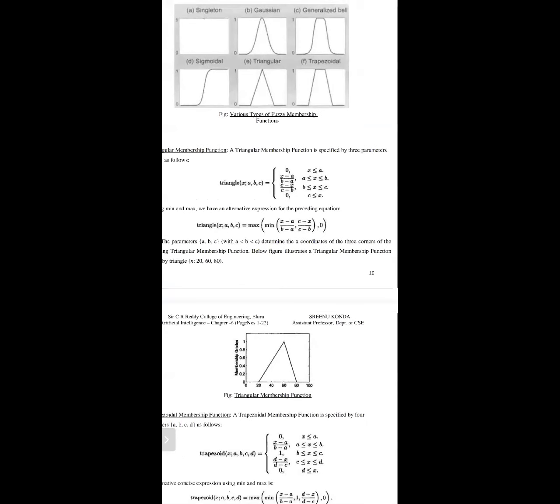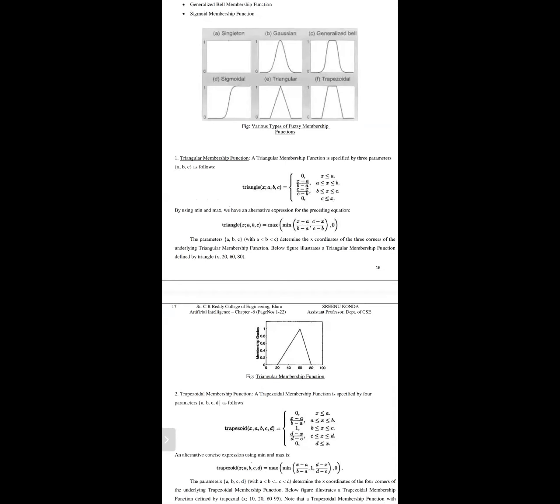Right? Next, by using the min and max values, we have an alternative expression for the preceding equation. So by using min and max, we can write the formula like this. The triangle of x, a, b, c equals max of min of x minus a by b minus a, comma, c minus x by c minus b, comma 0.